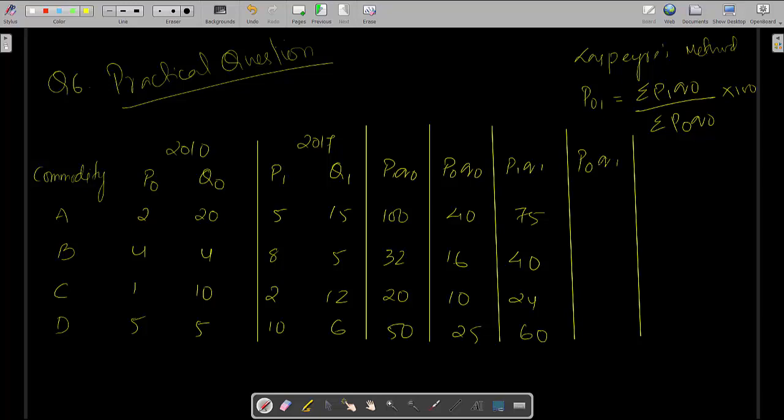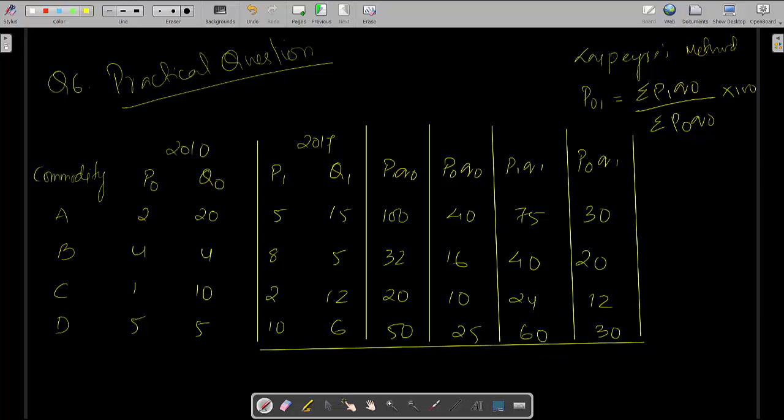Next is P0 Q1. So 2 into 15, 30. 4 into 5, 4 5s are 20. 1 into 12, 12. And 5 into 6, 30. So what you have to do is just get the sum of all this.